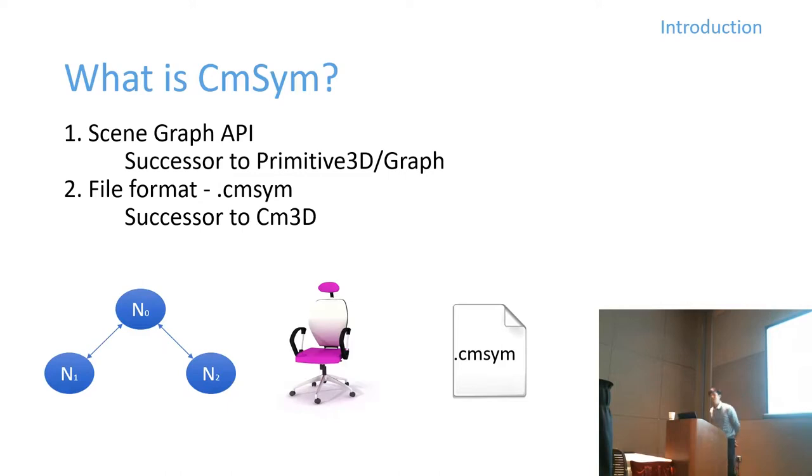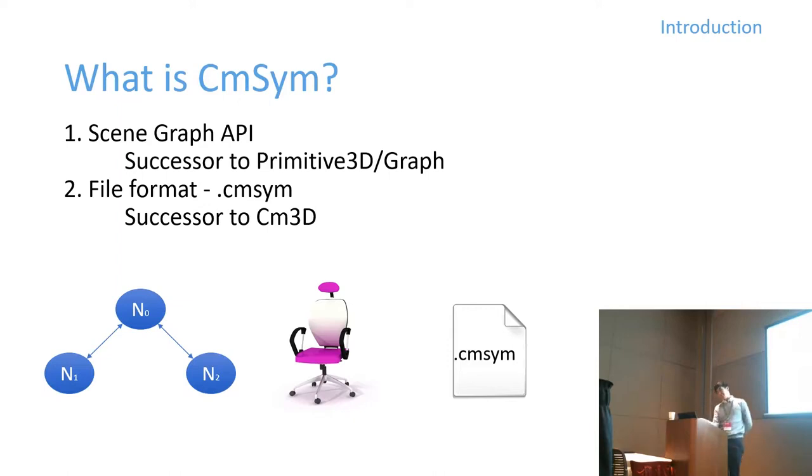So what is CmSym? In the words of the creator, CmSym was originally designed to just be a file format, which is a successor to CM3D. But it has slowly grown to be a much bigger project. It's also now a scene graph API. What that means is that it's an API that represents both 3D and 2D at the same time. You know how in CM you have to code your primitive 3D and graphs separately, right? But with CmSym, you just do it once, and then you get both your 2D and 3D.